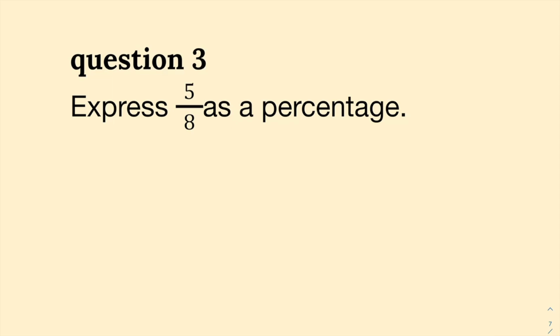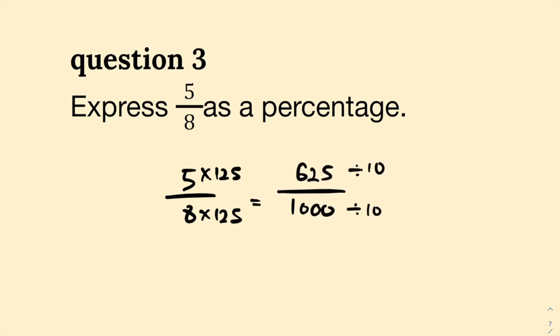Question 3, express 5/8 as a percentage. Now, with the denominator of 8, we have to multiply by 125 to obtain a denominator of 1000. Now, with 1000, we can get to 100 easily by dividing by 10. So we have to do that for the top as well, which means we are going to move the decimal point one step to the left, obtaining 62.5 for the numerator and 100 for the denominator. Now that the denominator is 100, we can now say it's 62.5%.